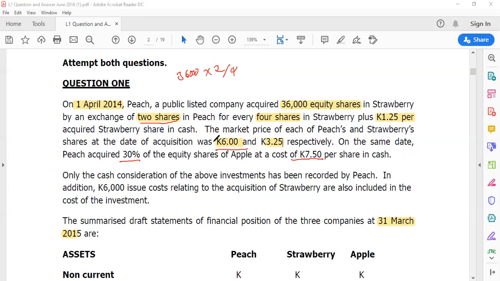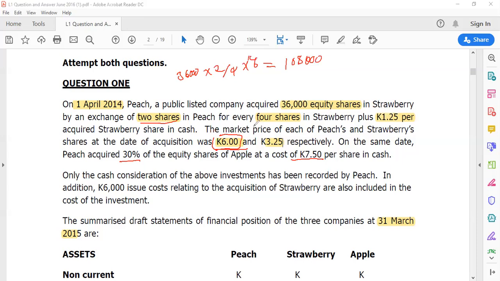So you pick the price for the parent, the guy that is acquiring, then multiply this one by 6 kwacha per share. So you're going to know the amount of money involved is going to be equal to how much? Do you have a calculator there? Multiply 108. 100,000. Are you seeing?